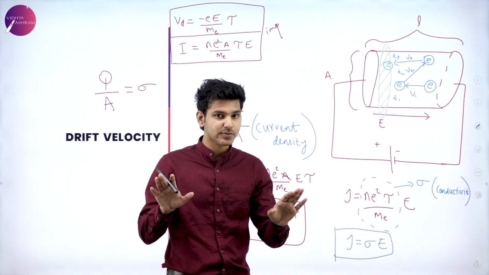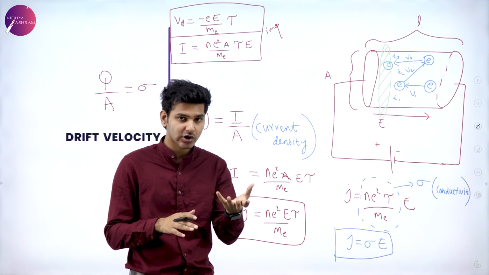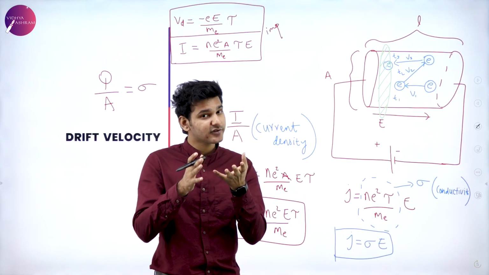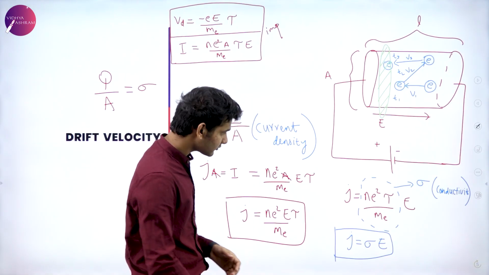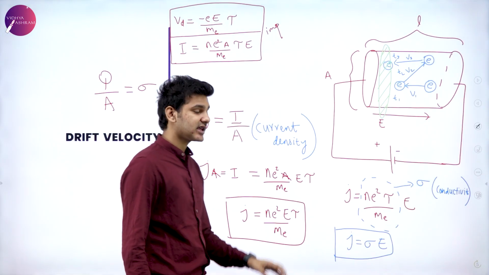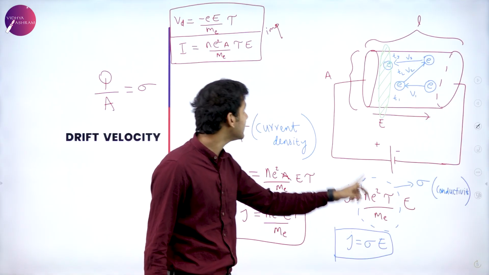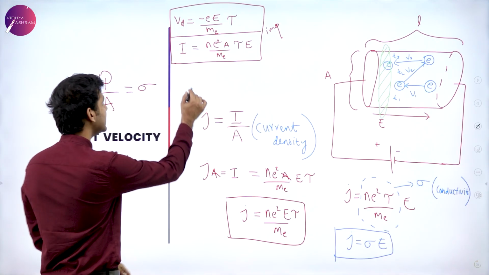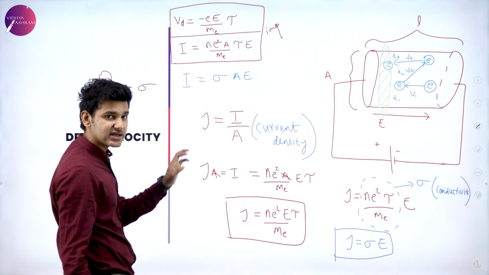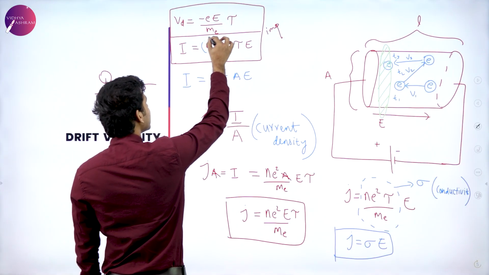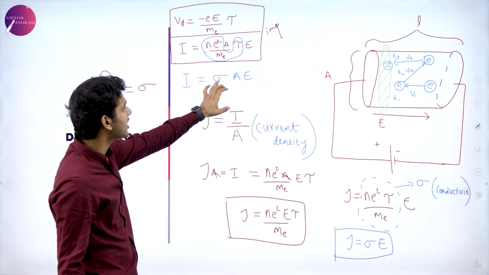You only have to remember up to this part, whatever I'm going to say right now is extra information. So we're going to jump into the topic Ohm's law in a very short while. Just before that, I want you to understand where the derivation or where the Ohm's law concept came into place. So I am going to substitute J, that is current density, into this particular equation. We have N E square tau by m e. So I can write I is equal to sigma A E, because this particular quantity, N E square tau by m, is nothing but conductivity.